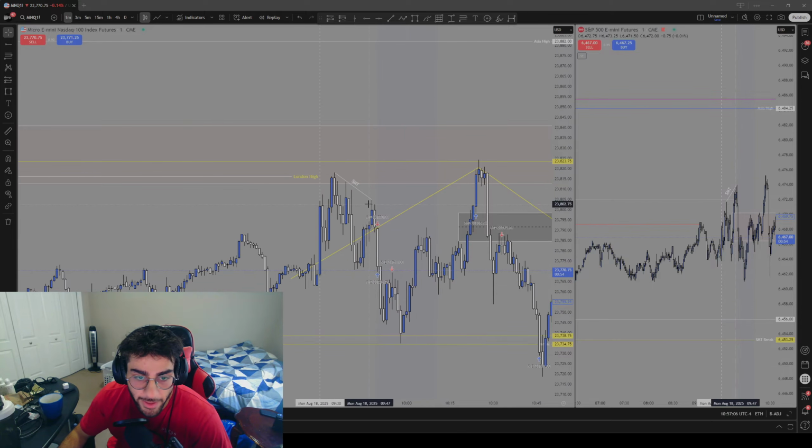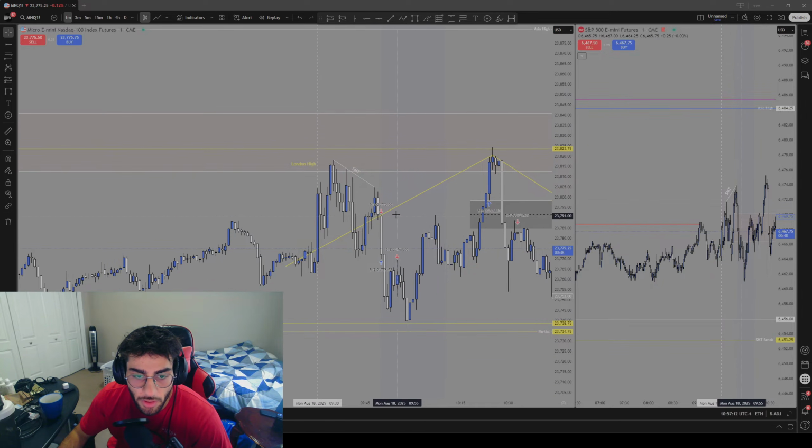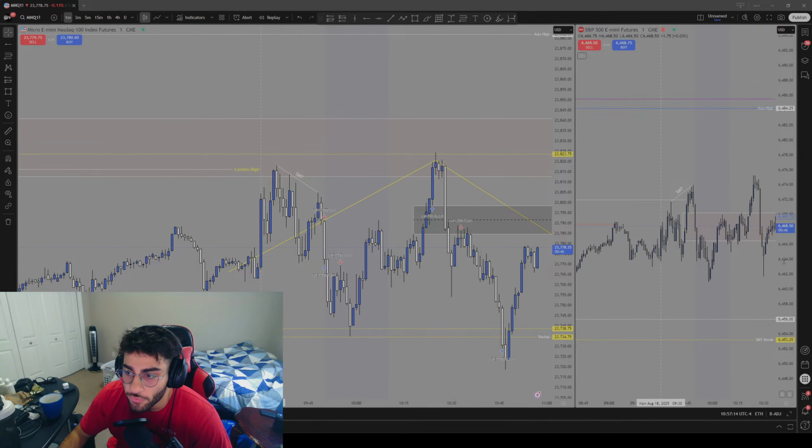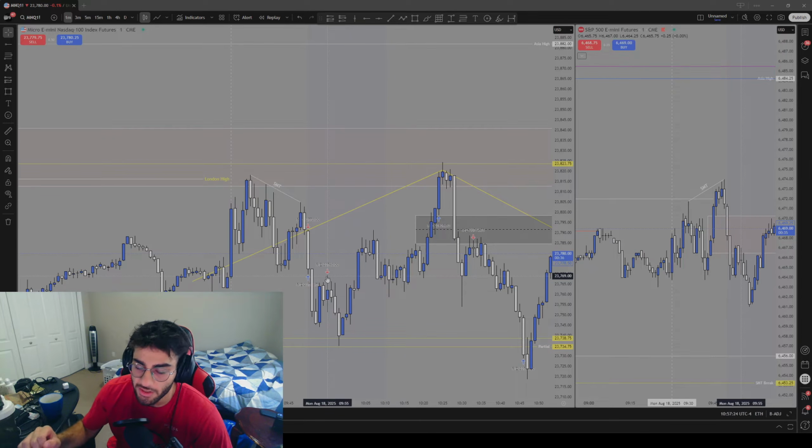All right. We came back up and formed this bearish SMT. We also formed a bullish SMT. As you can see, this is the SMT down here, and then right here on NQ. When you have opposing SMTs, the only factor that determines which way you're going is the market structure.